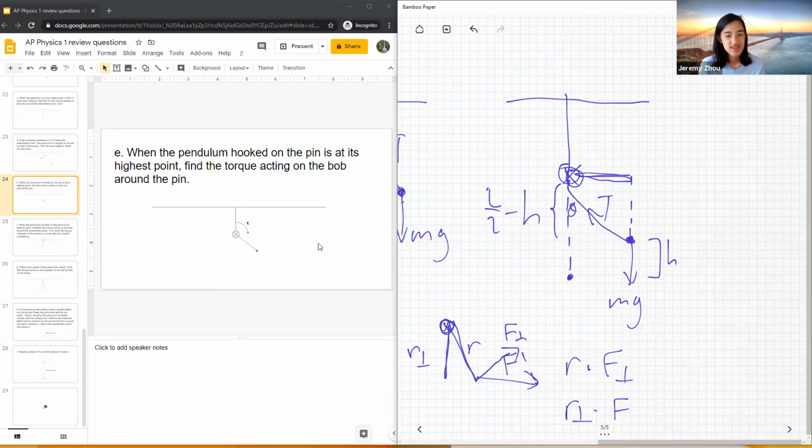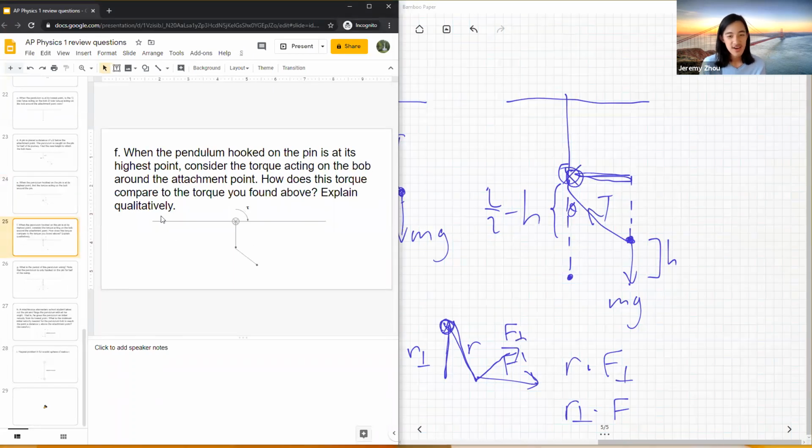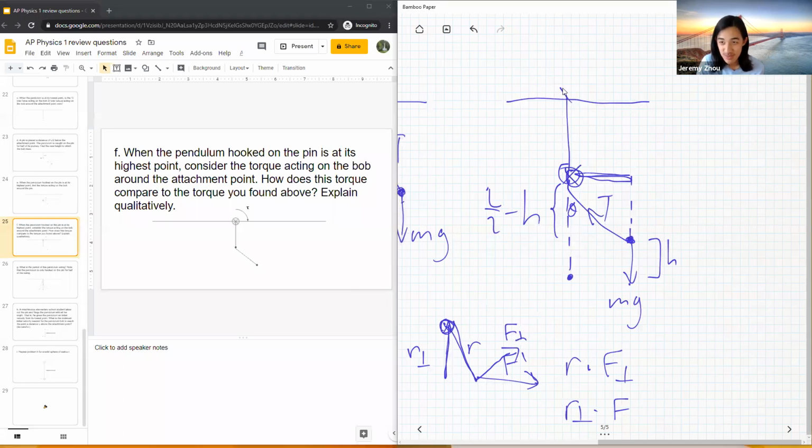All right, so I won't go through the calculation for that. Now, here's a big torque question. When the pendulum hooked on the pin is at its highest point, which is this point, consider the torque acting on the bob around this point, the attachment point. What is that torque? This would be pretty hard to calculate explicitly, but what are the forces that contribute to this torque? And how does this compare to the torque around this point?